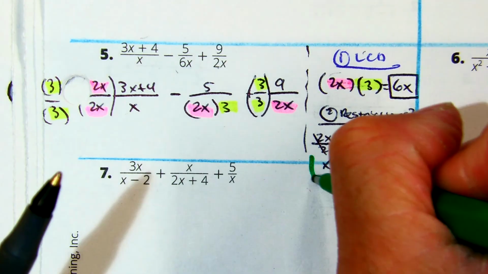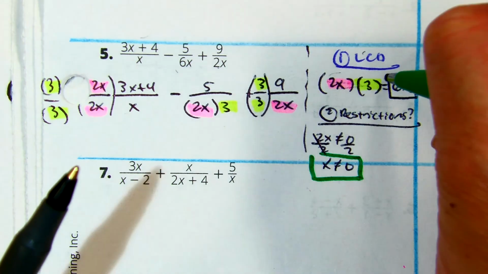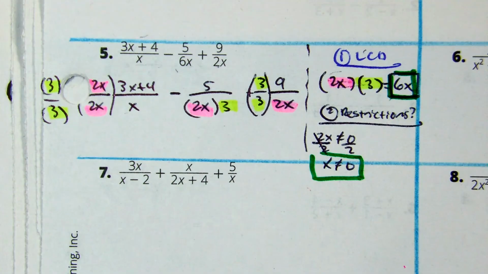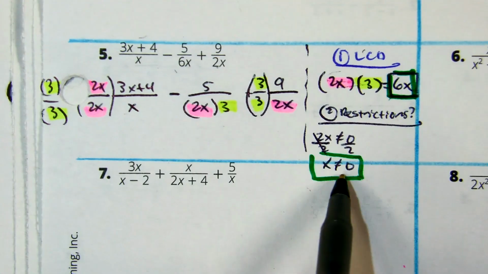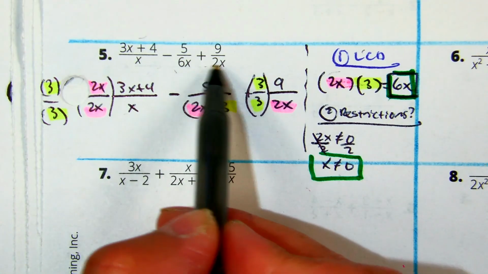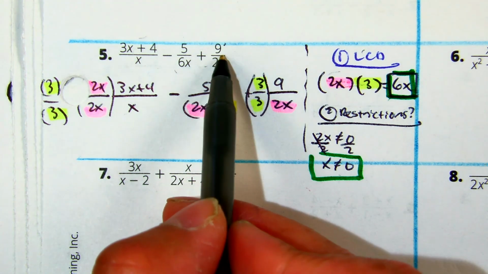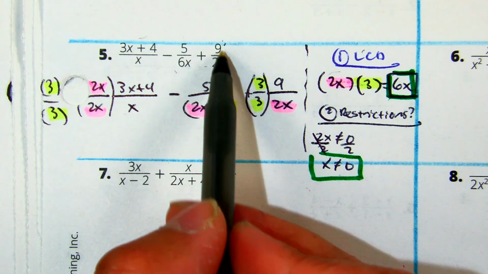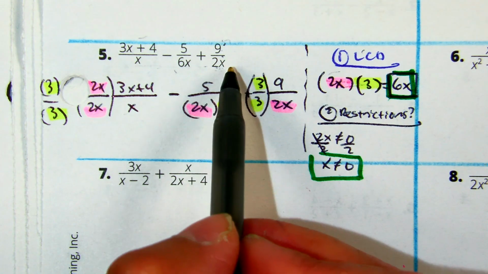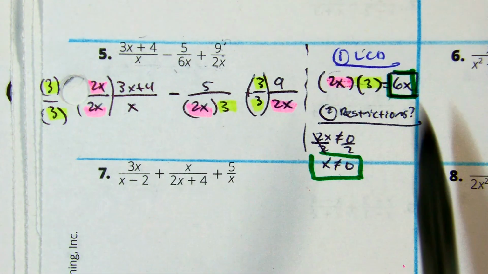So the answers for my problem are the LCD is 6x and the restriction is x is not equal to 0. Why can x not be equal to 0? If you put in 0 here, 2 times 0 is 0. 9 divided by 0 is undefined. And you can't add undefined to other stuff. Does that make sense? That's why it's a restriction.